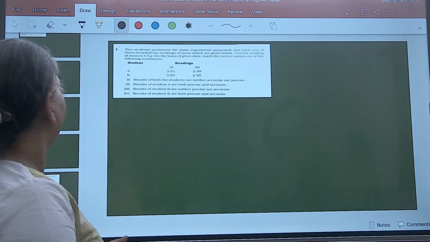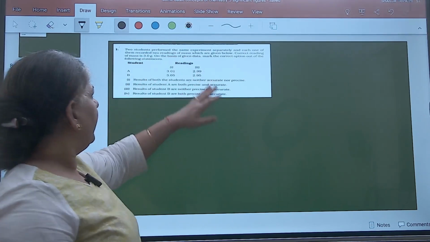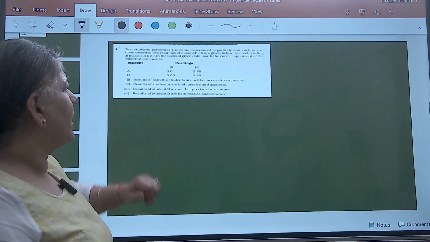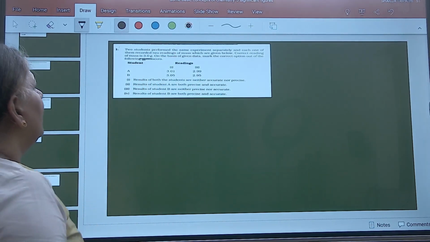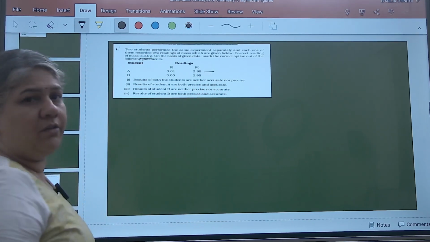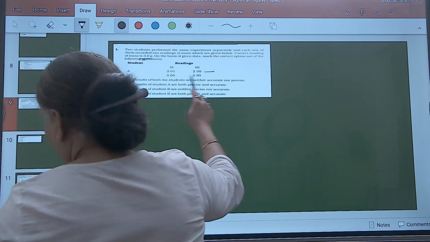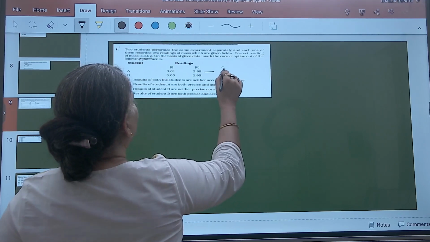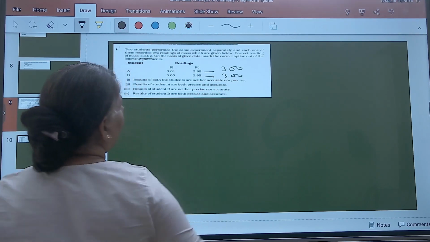In this question, 2 students performed the same experiment separately and each one of them recorded 2 readings of mass, which are given below. Now we have to find the correct answer, and the correct reading of the mass is 3.0 grams. So what we'll do, take the average of these 2 readings so that we can compare it with the true reading. So the average of these 2 will come out to be 3.00 and this will also come out to be 3.00.